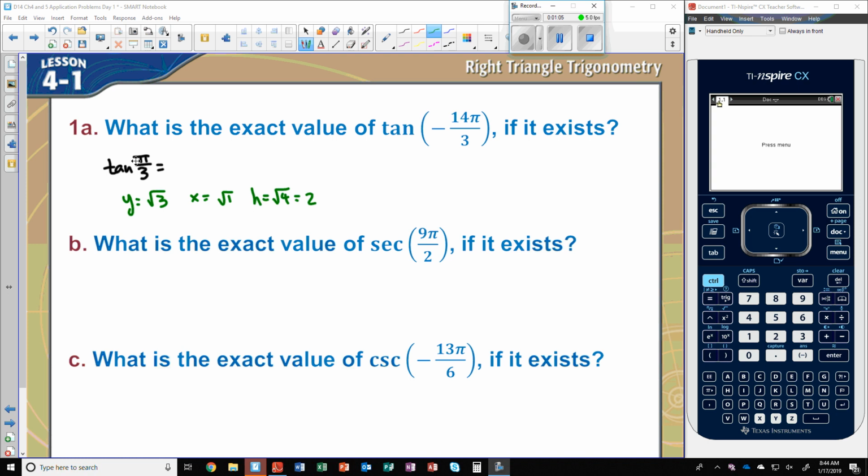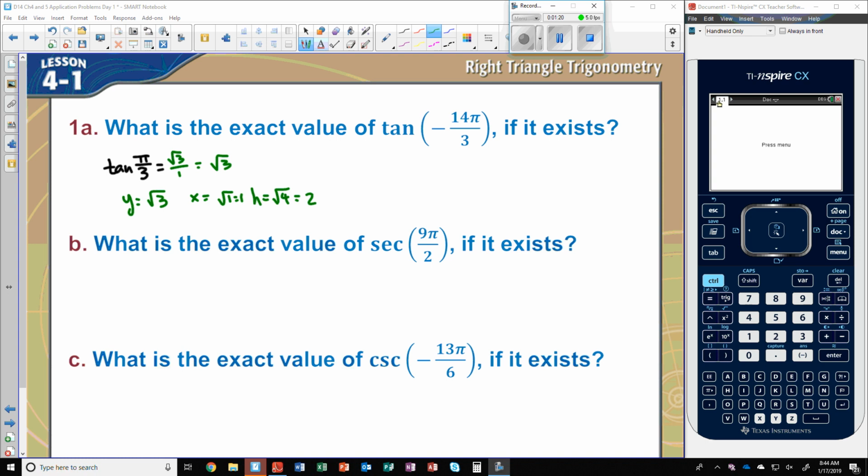So tangent is y over x. And I forgot to simplify this. This becomes just 1 right there. So that means that I have square root of 3 divided by 1. So my tangent value is square root of 3. Now I just have to figure out if it's positive or negative.